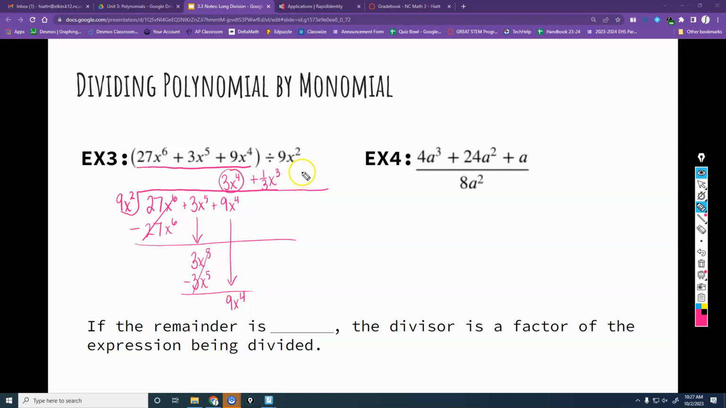Now I'm asking myself, what times 9x squared gives me 9x to the fourth? Just the x squared, right? So x squared times 9x squared gives me 9x to the fourth. I subtract, I get 0. I don't have anything else to bring down, and I've got 0 here, so I'm done. I do not have a remainder for this. So my answer for this is 3x to the fourth plus 1/3 x to the third plus x squared.